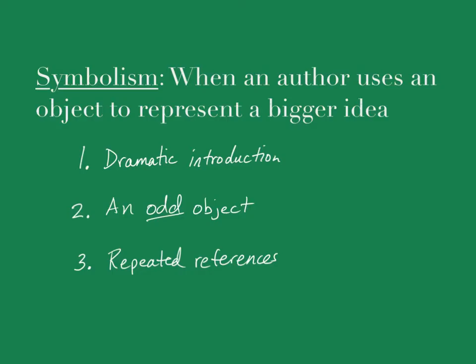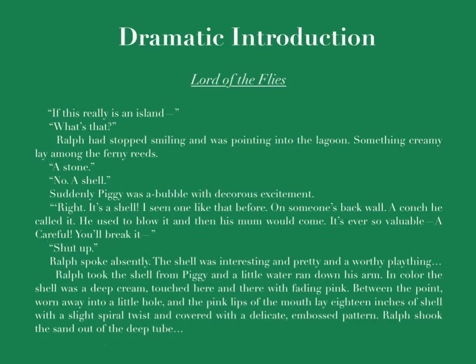So let's take a look at 3 examples from very famous books, some of which you will read in high school, and look at how authors draw your attention to symbols. This passage is from the book Lord of the Flies by William Golding, and it's an example of an author dramatically introducing an object in a way that seems bigger than the actual object would need in real life.